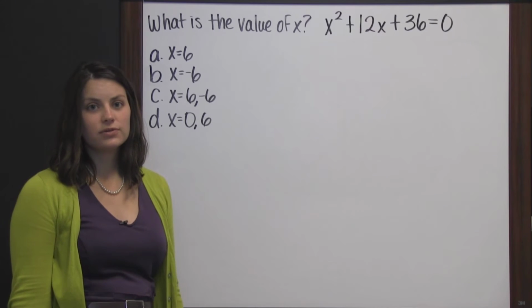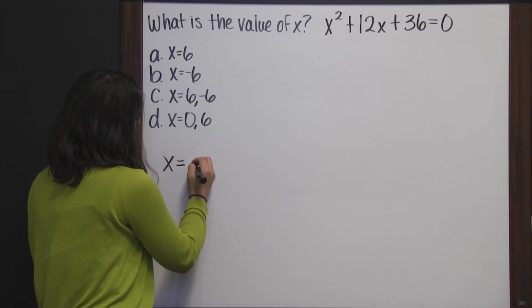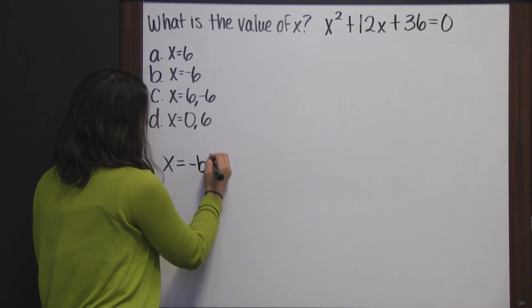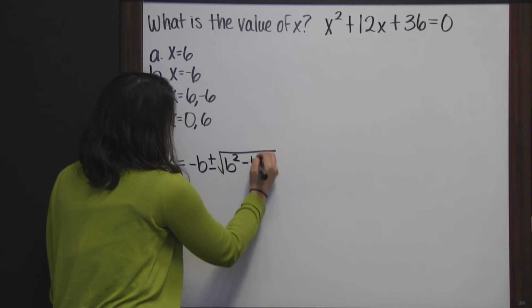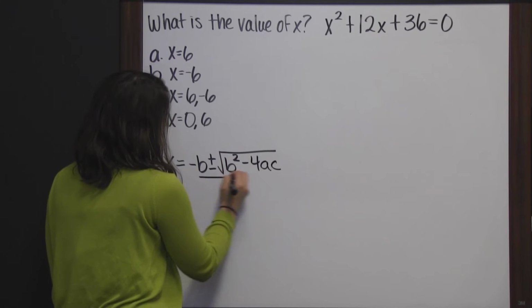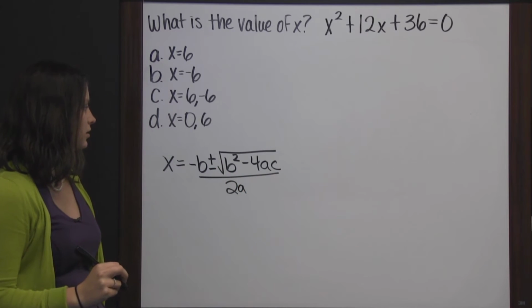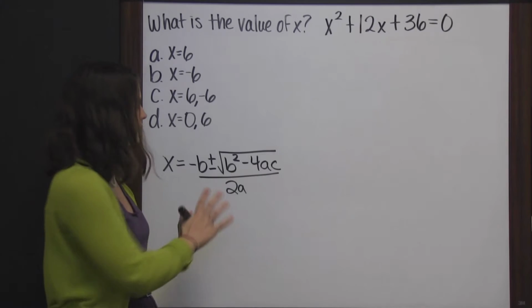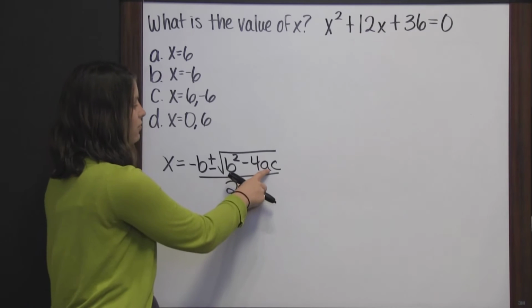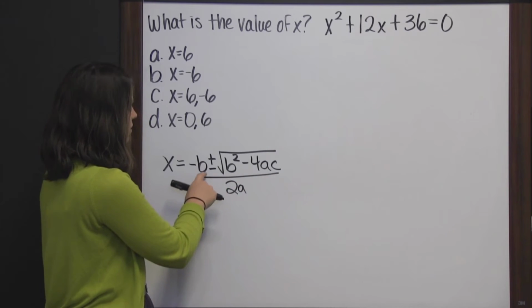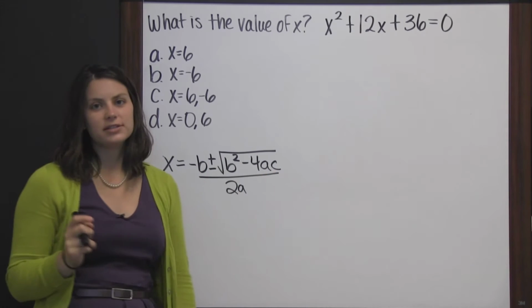One way would be to use the quadratic formula, which is x equals the opposite of b plus or minus the square root of b squared minus 4 times a times c, all divided by 2a. The a, b, and c are just the coefficients: a is the coefficient of your x squared term, b is the coefficient of your x term, and c is your constant.